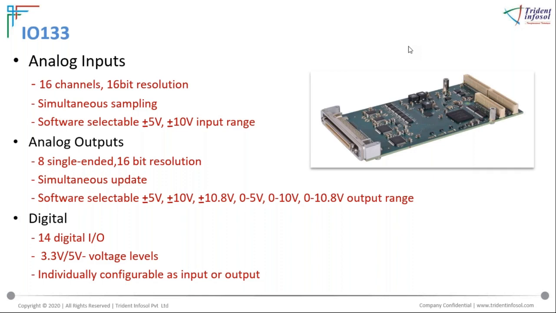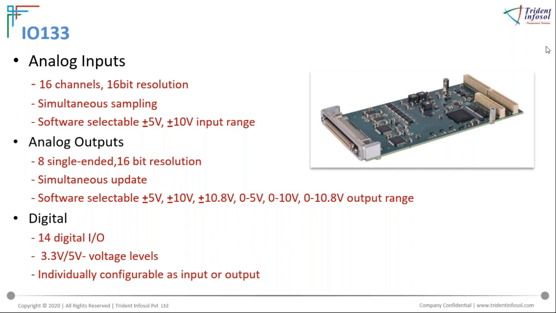So here we are seeing one of the analog I/O modules, IO133. It offers analog inputs of 16 channels, whereas the resolution of this particular ADC is 16-bit. It offers voltage ranges of plus or minus 10 volt and also plus or minus 5 volt, and we can select these voltage levels in the Simulink platform itself.